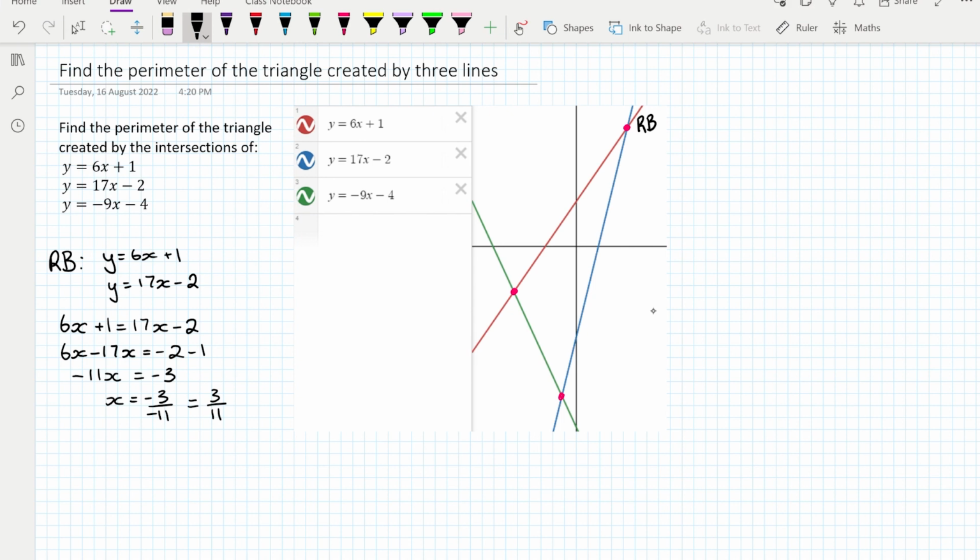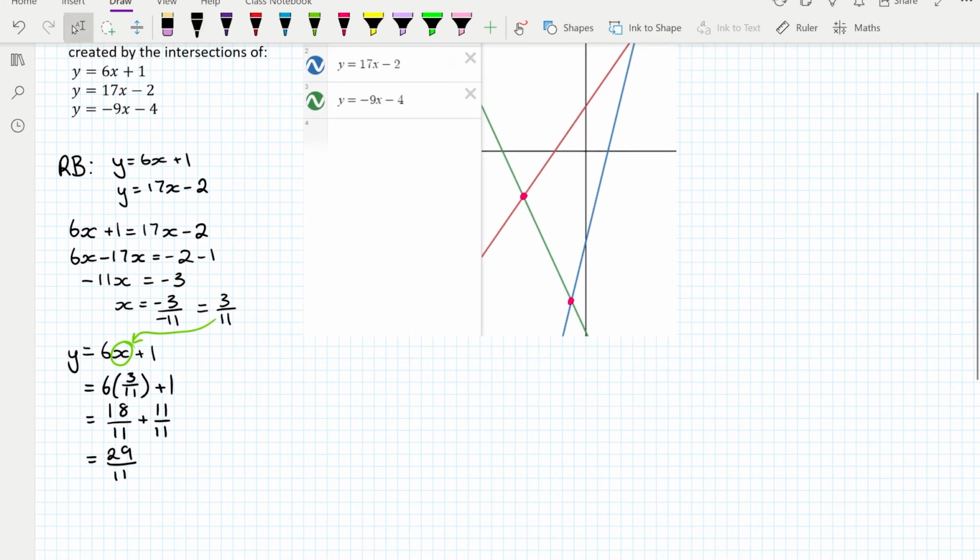I'm going to go with the first one because it's just a smaller number, it's easier to sort of work with. So I'm going to put that back into y equals 6x plus 1, but instead of x, I'm going to write 3 over 11. So that's going to give me 6 times 3 over 11 plus 1. And then solving for that, 6 times 3 over 11, we multiply 6 and the 3 together, we get 18 over 11, and adding 1, I'm going to convert that 1 to 11 over 11 so that we can add those together easily. And then we've got 18 plus 11 is 29, and our denominator stays as 11.